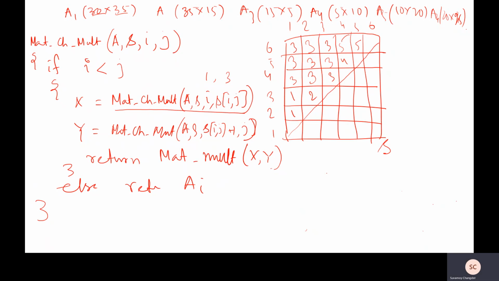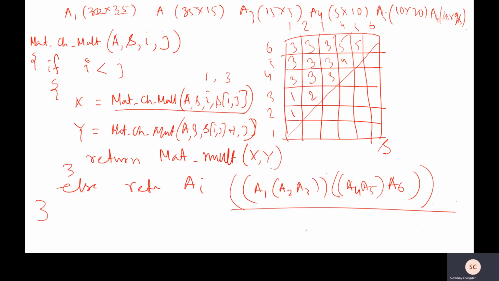As per our previous example, we can find this value: A1 will be multiplied with A2 A3 first, then A4 A5 will be multiplied, then with A6, and the whole matrix. This will be the output.